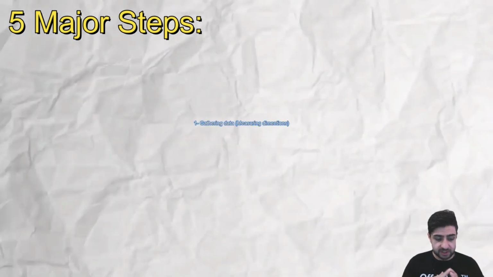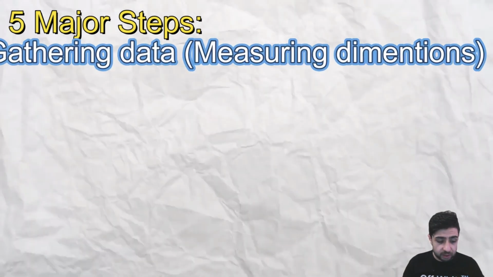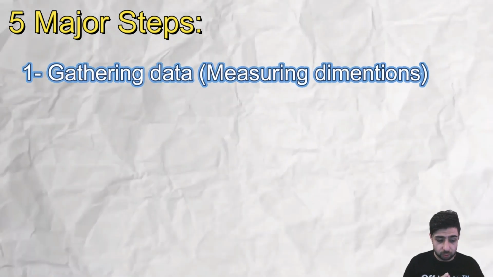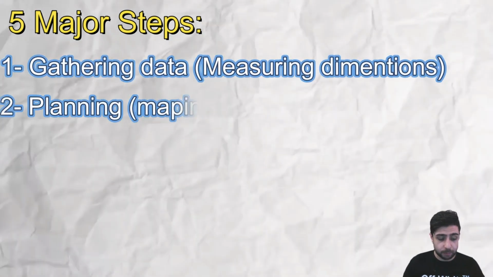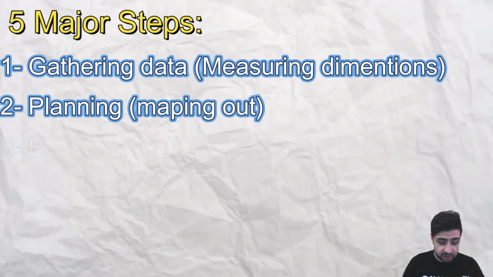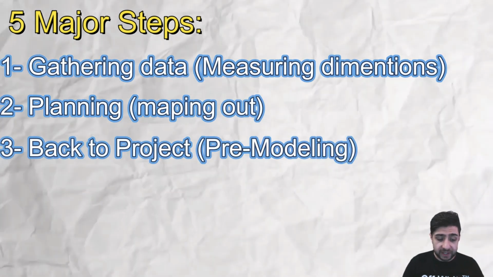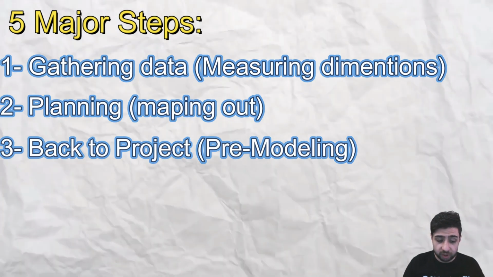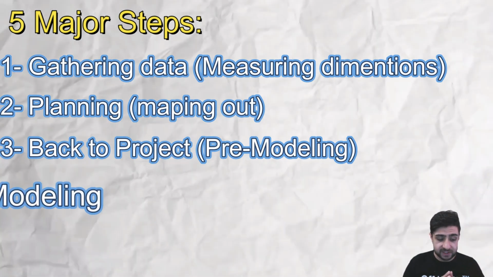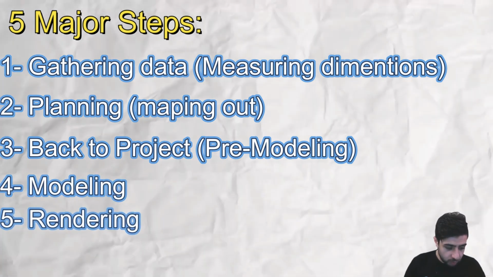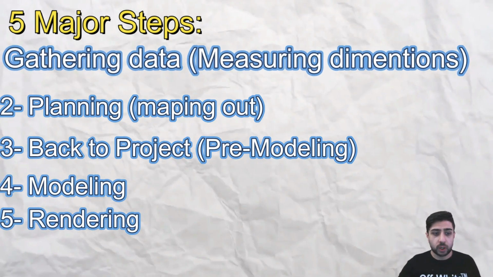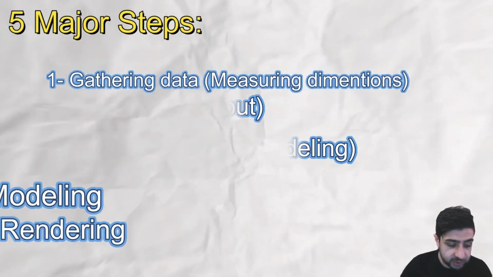So let's dig in. Okay, so basically we have 5 major steps. The first major step is called gathering data, which is where we do the measuring and get the dimensions. The second step is the planning, and the third step is where we go back to the project. I call it before modeling. And the fourth step is the modeling, and the fifth step is rendering. Okay, so let's see what each one of these means.